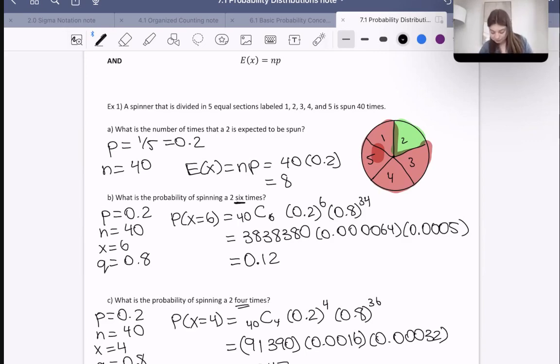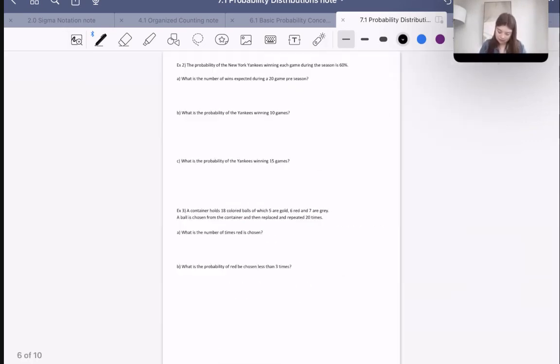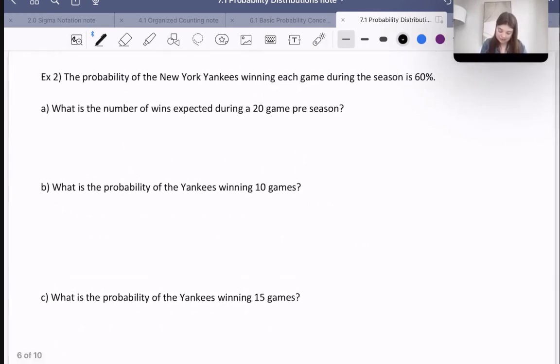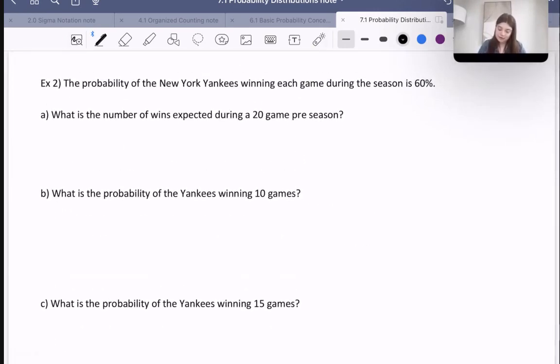Good. All right, so let's do another example here. Actually, 2 more examples, it looks like. Here it says the probability of the New York Yankees winning each game during the season is 60%. What is the number of wins expected during a 20-game preseason? Okay, so expected number, right? Number of wins expected. That means they want the expected value, which as we know is going to be n times p. Now, n is the total number of games, which is 20 games. That's what they told us, 20-game preseason.